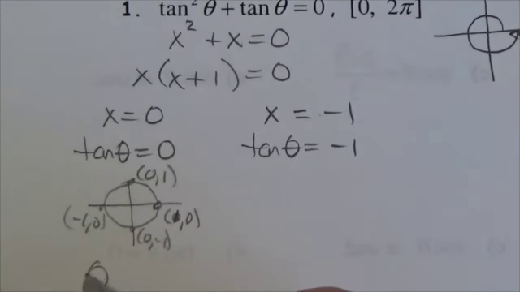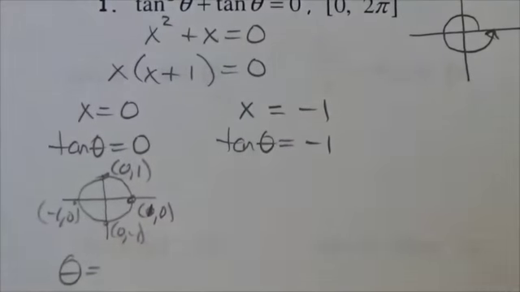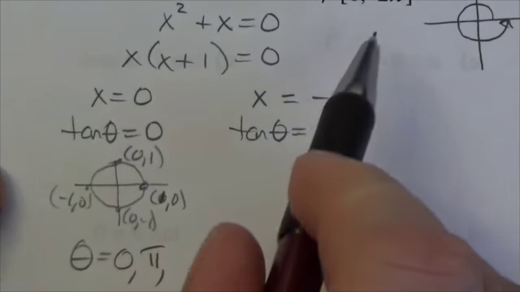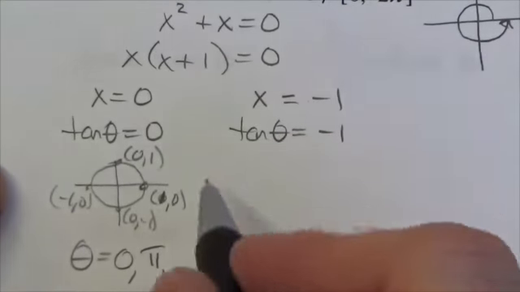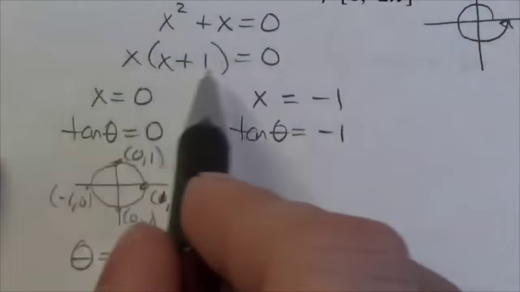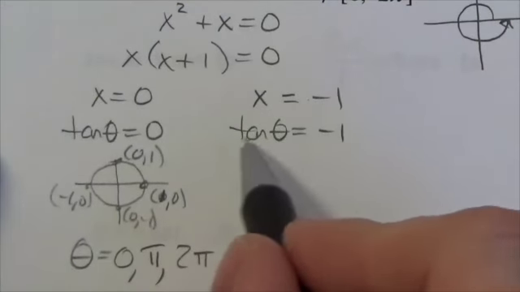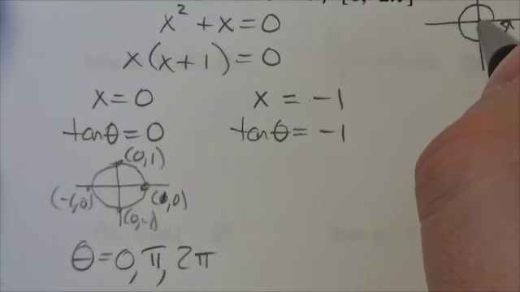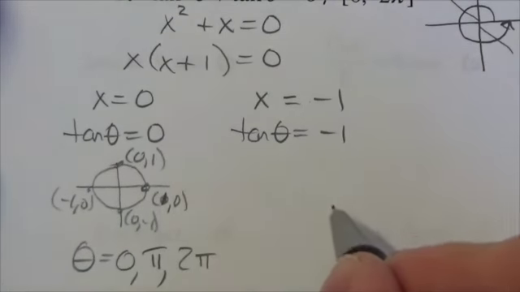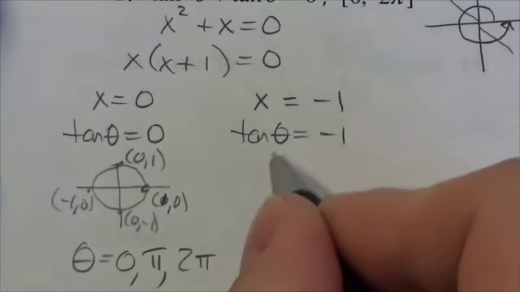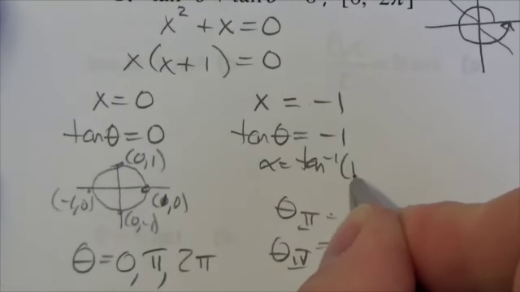So that's going to occur, keeping my domain in mind, 0 to 2 pi, at 0, at pi, and then it'll come around to 2 pi. And notice I am including both 0 and 2 pi, even though they are essentially the same angle. Okay, so 0, pi and 2 pi come from this factor when I factored that quadratic. Now I look at tangent of theta equals -1. Well, tangent is going to be negative in quadrants 2 and 4. So I already know I'm going to get a second quadrant angle and a fourth quadrant angle out of that. Now I need my reference angle, so that's going to be the inverse tangent of +1.